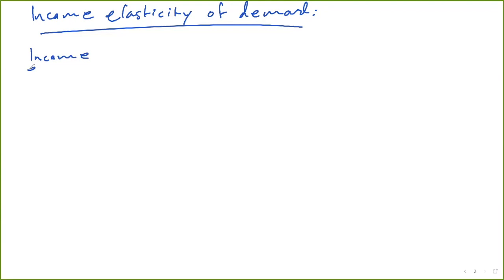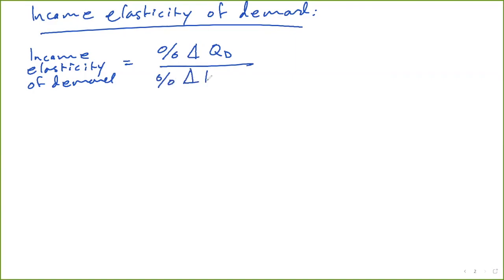So our formula for income elasticity of demand is very similar to price elasticity of demand. So we have percent change in quantity demanded in the numerator, but the difference is we have percent change in income in the denominator.